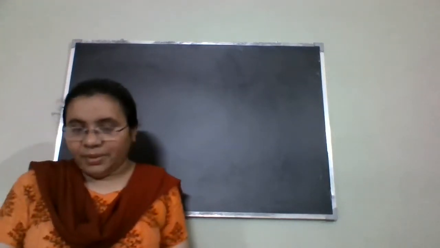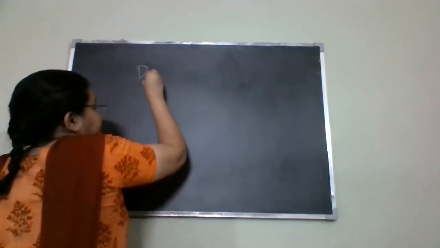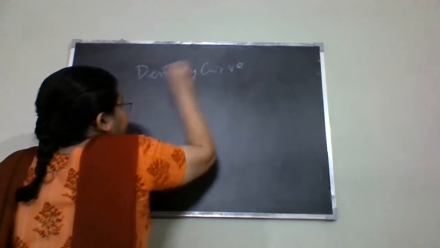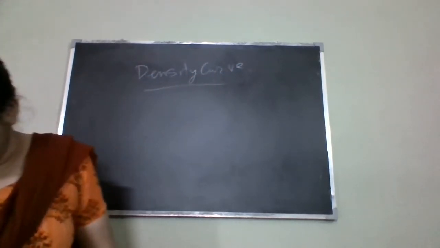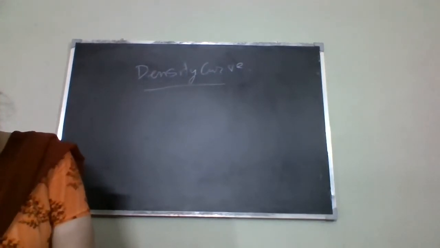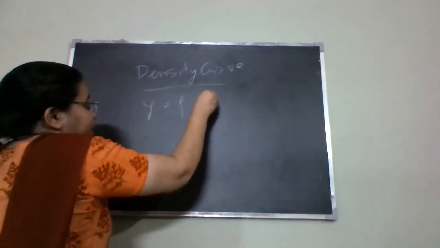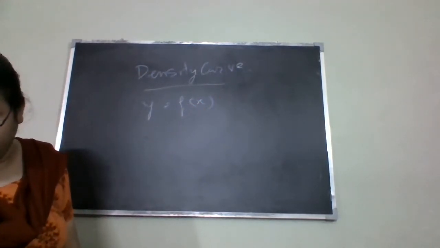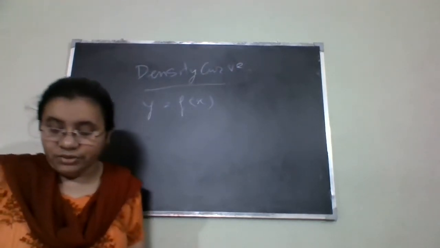Now, next topic is density curve. Okay, you just need the definition over here. What is a density curve? Let's read it out. The curve given by y equal to f(x), where f(x) is the probability density function, is called the probability density curve, which gives the graphical representation of the corresponding continuous distribution. Only you need the definition here.